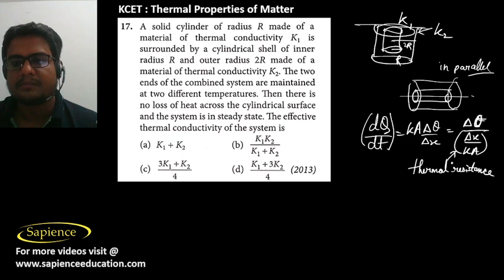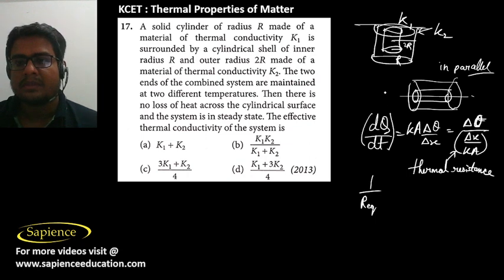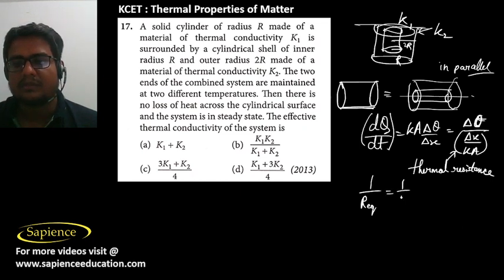Since these two conductors are connected in parallel, they are acting as parallel resistors. So when they are acting like parallel resistors, then 1 by R equivalent, if it is replaced by one single equivalent conductor having the thermal resistance R equivalent, we can say it is 1 by R1 plus 1 by R2, since they are connected in parallel.